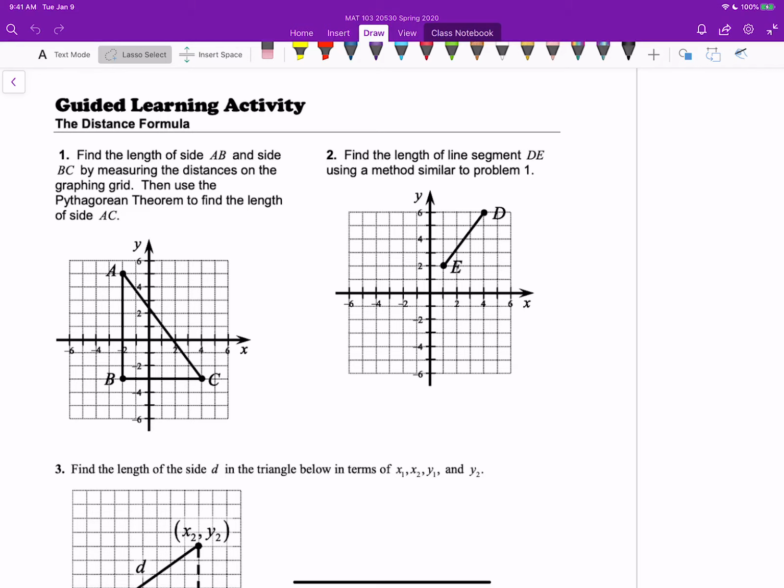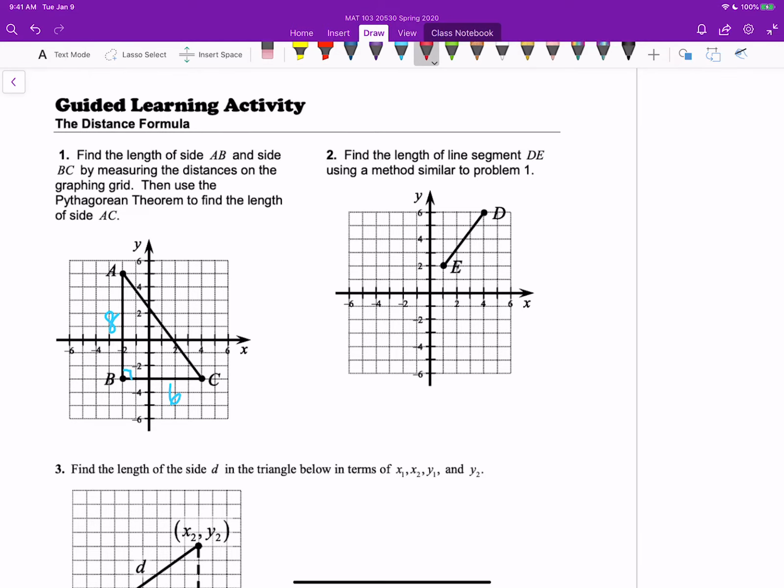For example, number 1, find the length of side AB and side BC by measuring the distances on the graphing grid. So let's do that first. AB, if you count the number of boxes, 1, 2, 3, 4, 5, 6, 7, 8, we have 8 boxes. So AB is 8. And then do the same thing for BC, 1, 2, 3, 4, 5, 6, which is 6. Since this is a right triangle, because this is 90 degrees, we can apply the Pythagorean theorem to find out the length of side AC.